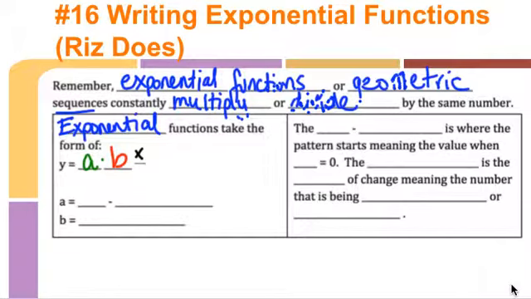Okay, so we know how linear functions are y equals mx plus b. Exponential functions are y equals a times b to the x. Okay, so in this case, a is the y-intercept, meaning where the function crosses the y-axis, and then b is the multiplier.